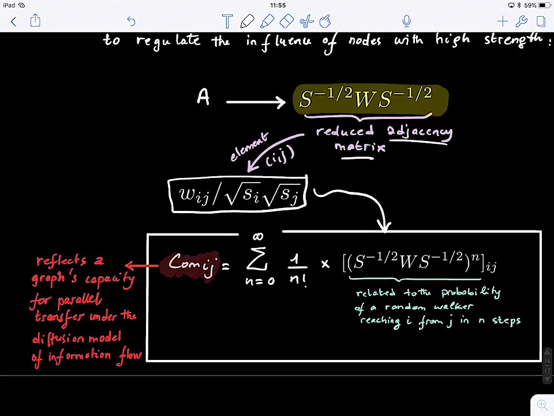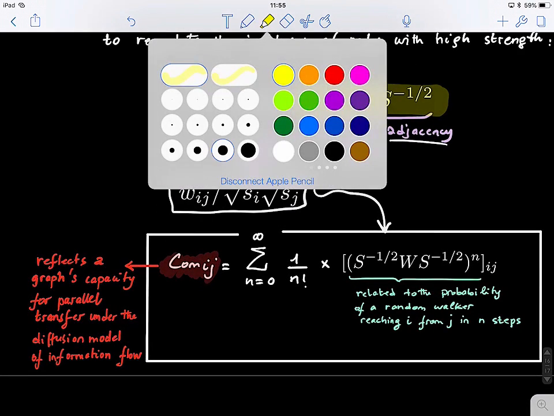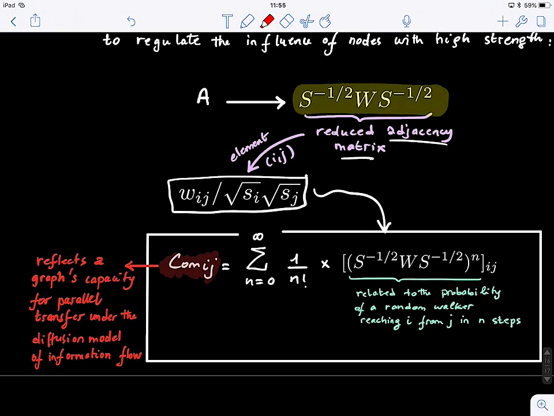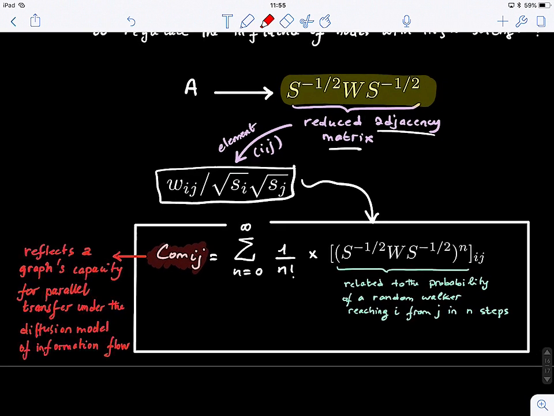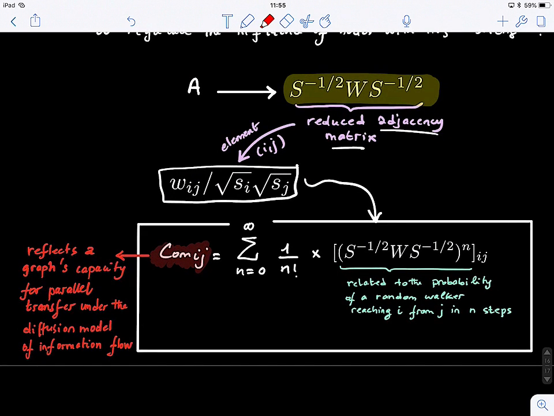And this is something also to investigate, but I'm just saying this. I know that we haven't proven or demonstrated it, but communicability reflects the graph's capacity for parallel transfer, and it's under the diffusion model. Why are we using the diffusion model? Because remember, we're modeling this using a random walker. We're talking about probabilities, and this matrix is related to the probability of the random walker. Okay, cool, great. So that's it for today.